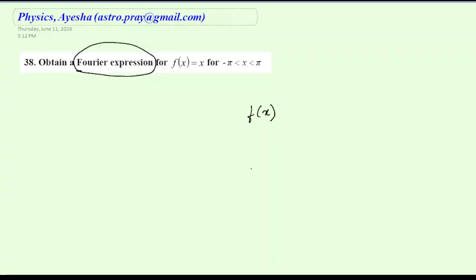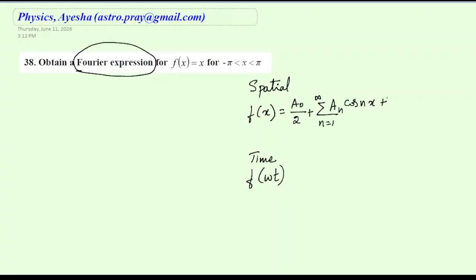I can have a Fourier series expressed using f of omega t. Here, this is spatial domain, this is time domain. As you know, there can be a frequency domain also, because frequency is nothing but the reciprocal of time, right? So how do we write Fourier series in spatial domain? It's written as f of x equals a0 by 2 plus summation of n equals 1 to infinity a n cos nx plus summation over n equals 1 to infinity b n sin nx.